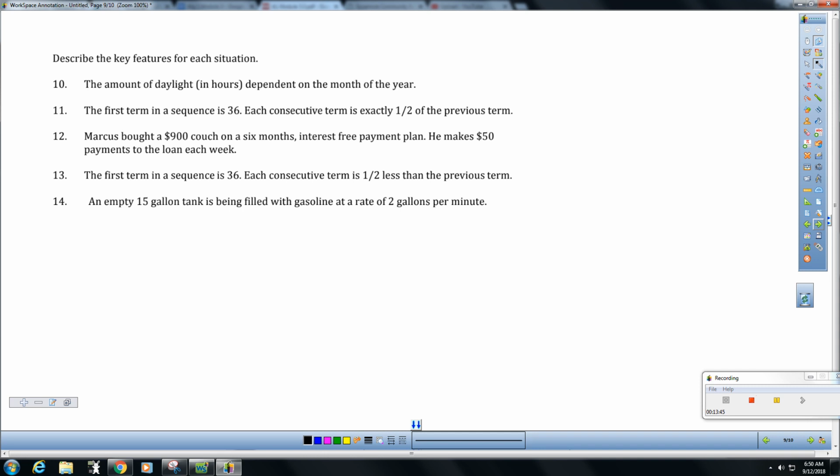Number 12, Marcus bought a $900 couch on a 6-month interest-free plan. He makes $50 payments on the loan each week. I think this is a discrete linear function, meaning I think in number 12 you would only see points. This is how much money he owed on the couch this week and next week and the following week, and you would see a linear discrete function whose maximum is 900 that will also be the y-intercept, and his minimum would be, I think, 18, 0. After 18 weeks, the amount owed will be 0.